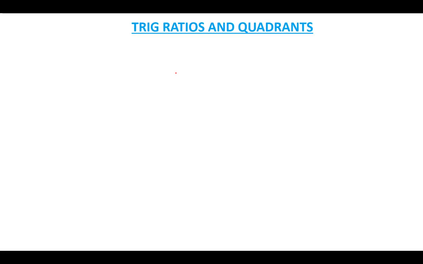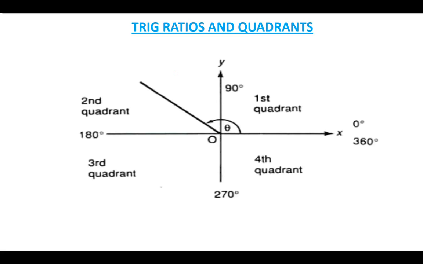So let us also revise trig ratios with their quadrants. This is an XY plane showing quadrants in trig. This part here is called the first quadrant. This one is the second quadrant. So the region between 0 degrees and 90 degrees is the first quadrant. Then from 90 to 180, that's the second quadrant. From 180 to 270, that's the third quadrant. From 270 to 360, that's the fourth quadrant.